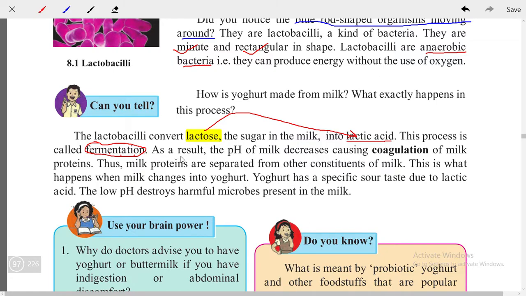During this process, what happens? The pH of milk, pH means percentage of hydrogen, decreases. And due to this, what happens? Coagulation of milk proteins.